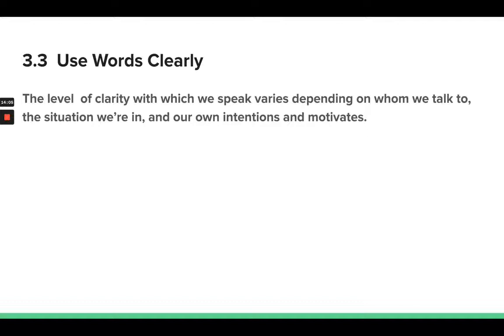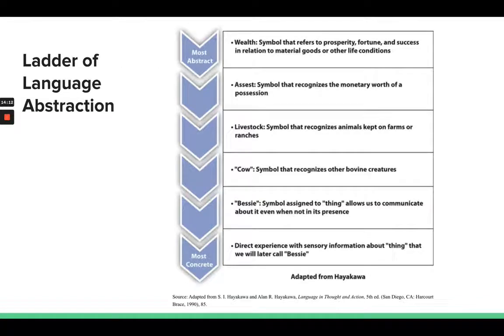The level of clarity with which we speak varies depending on who we talk to, the situation we're in, and our intentions and motivations. So there's a ladder of language abstraction. The most concrete is direct experience with sensory information about a thing that we will later call Bessie. And then you go up. Bessie, a symbol assigned to the thing, allows us to communicate about it even when it's not present. And then we would go up to cow, a symbol that recognizes other bovine creatures.